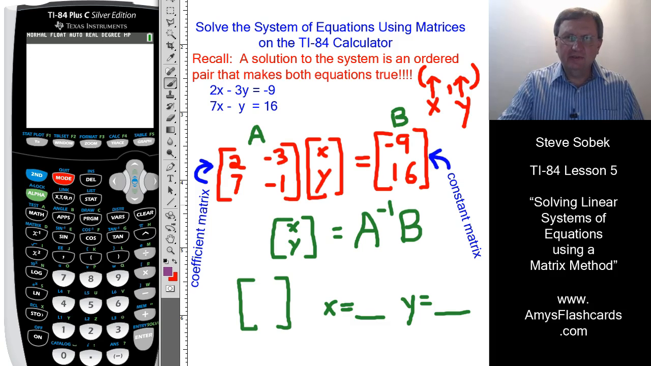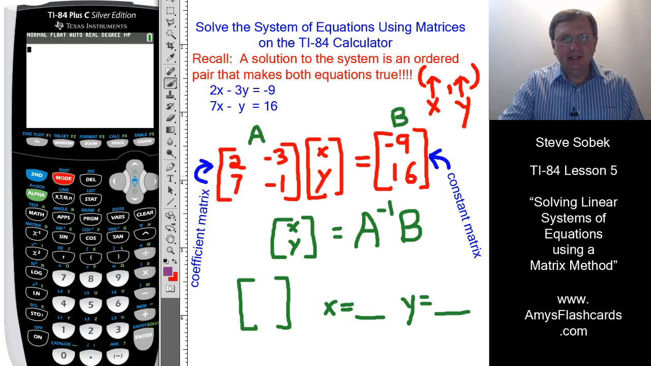This is the fifth video in a series of instructional videos on how to use the TI-84 calculator. The focus of this video is on solving systems of linear equations. 2-variable systems, 3-variable systems, 4-variable systems. It doesn't matter. Once we learn how to solve a system using the matrix method with the 2-variable system, you'll find that the transition to 3-variable systems with 3 equations is very easy.